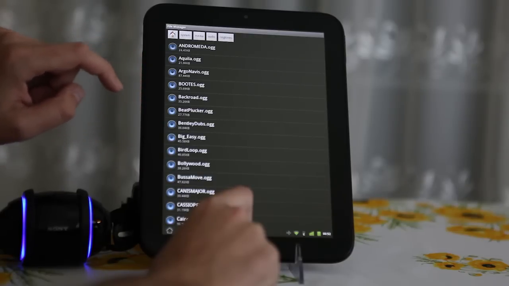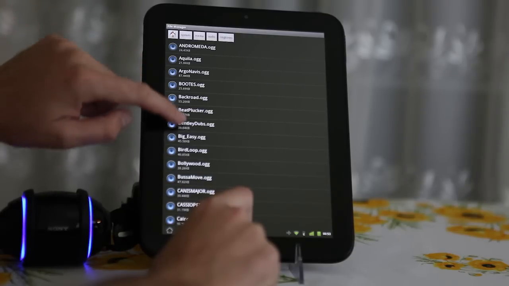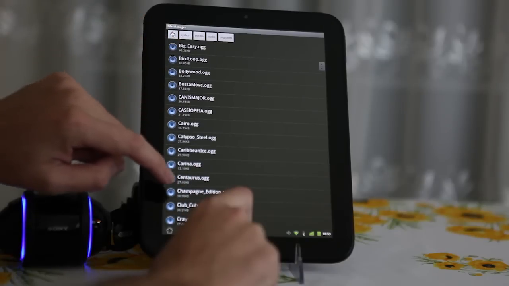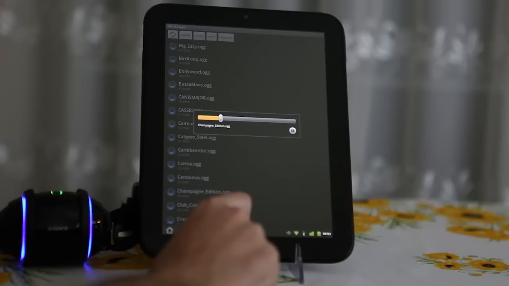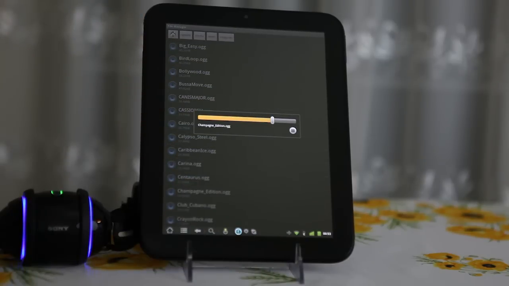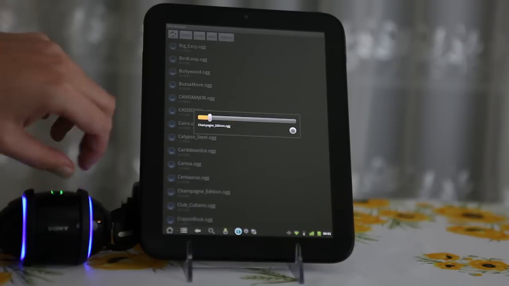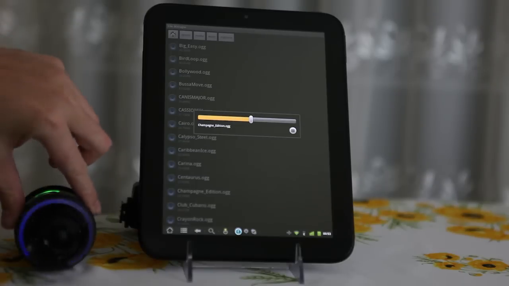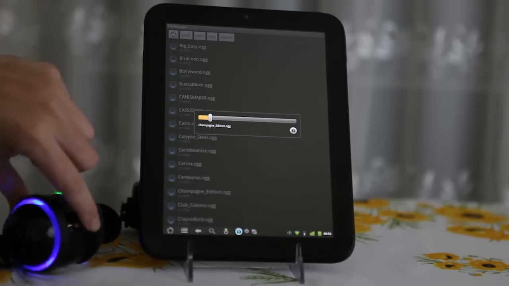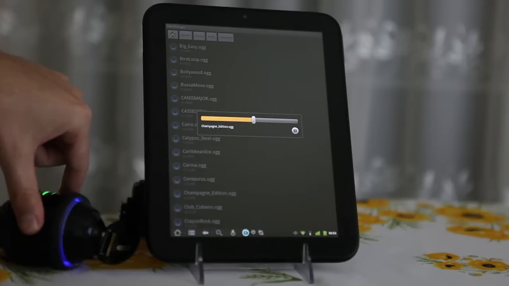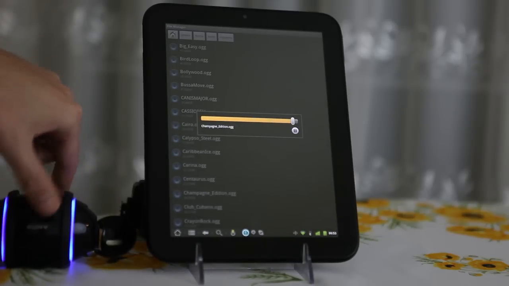Like, I don't know. This one. To be working well. Let's try the volume control on this. Seems to be working.